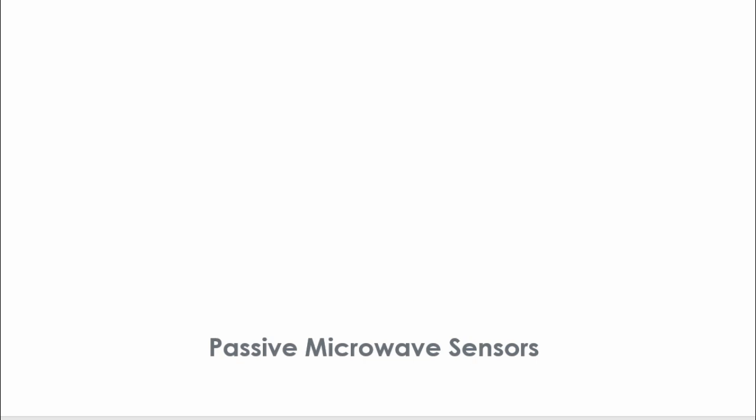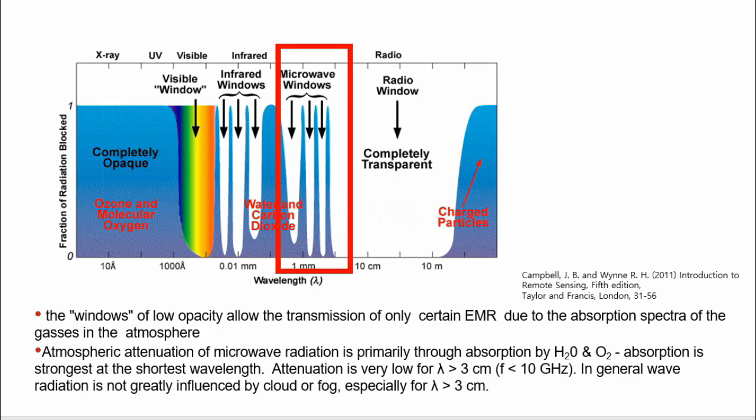So another option available for fire prediction is passive microwave sensors. Passive microwave sensors target a little bit longer regions than the infrared or visible sensors. So this is here. However, there's still atmospheric opacity for these regions. So we really have to narrow down to the atmospheric window regions with low opacity, which will allow the transmission of electromagnetic wave radiation.